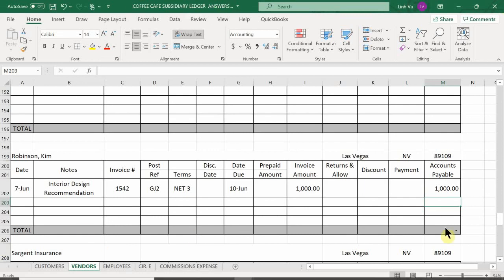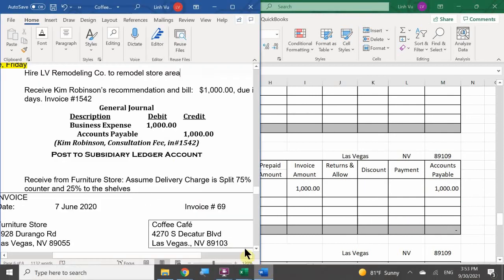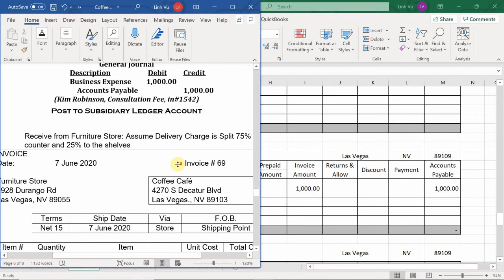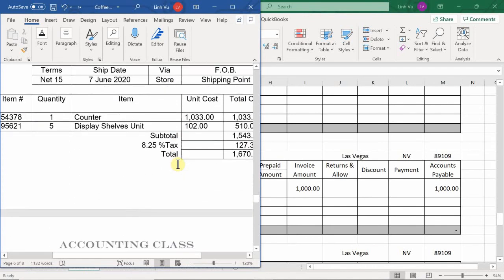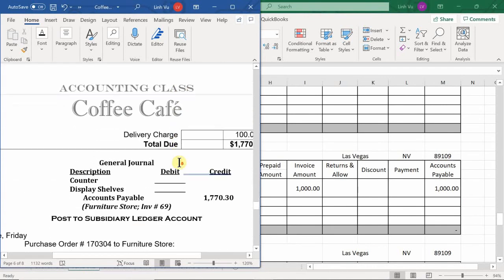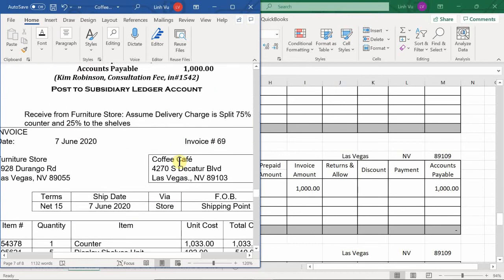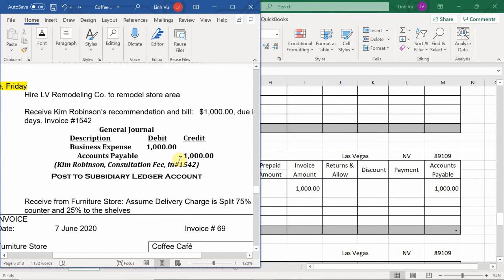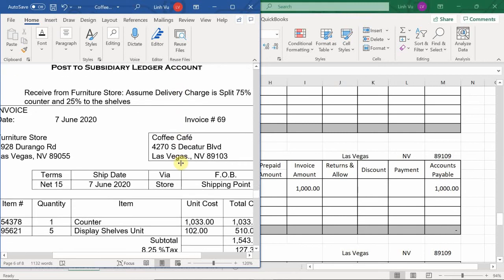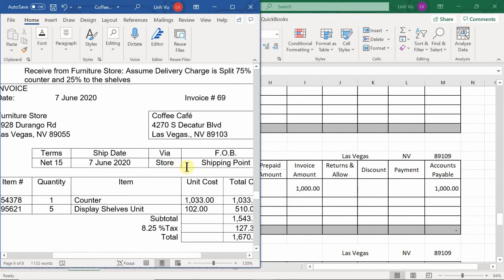Okay, so let's go ahead and see what happened next in our transaction. I think it will be the last one that we'll do, and then we'll continue on from there on Monday. So here we are. We just finished receiving a bill from Kim Robinson. So then what happened next? What did we receive here?